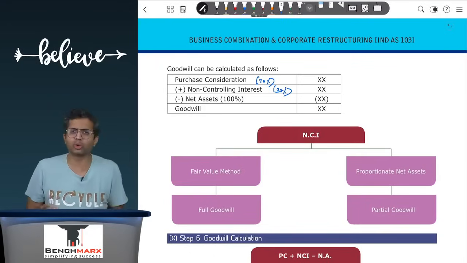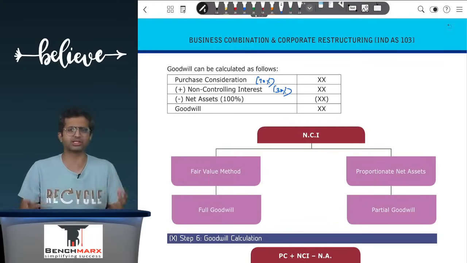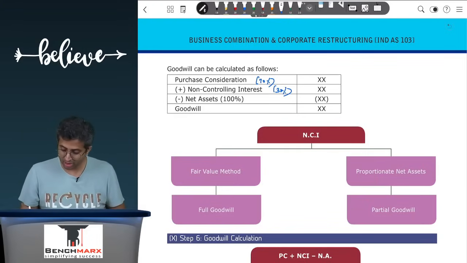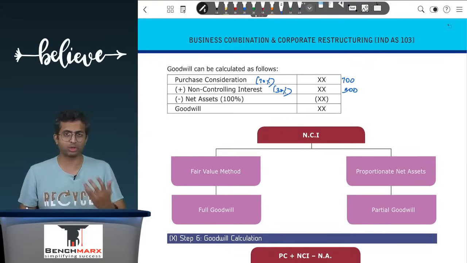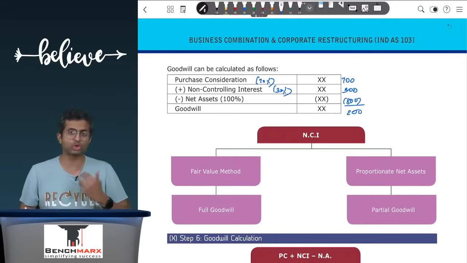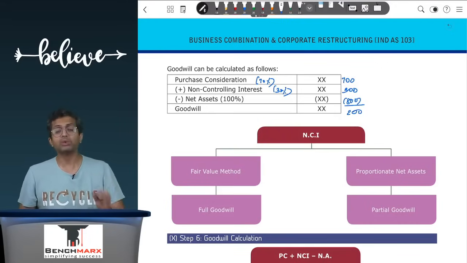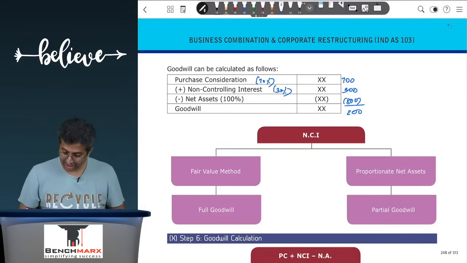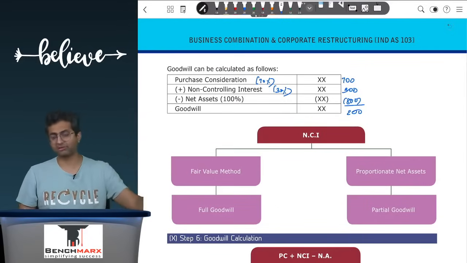However, if I had to acquire and pay, how much would I have to pay today? Let us say 300 rupees, in which case you will take the PC, for example 700, plus non-controlling interest, for example 300 at market price, minus the net assets. Let us say this is 800, and hence the difference of 200 comes to goodwill. This is one of the methods of goodwill, which is also called full goodwill. Whenever NCI is at fair value, the goodwill calculated is called full goodwill.